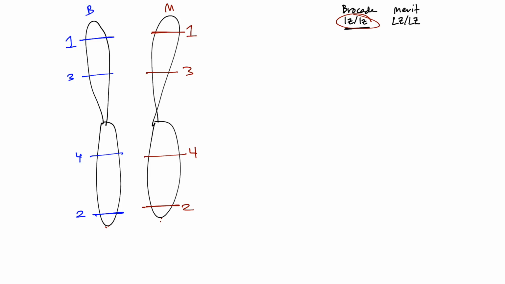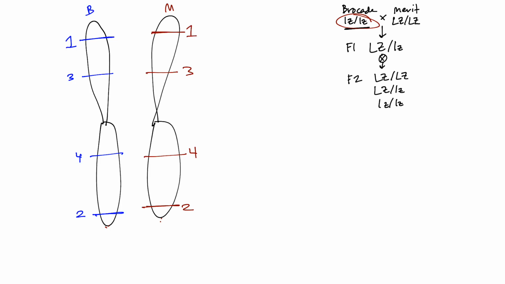So in the story we're working on, we want to map the LZ mutation, so we've crossed Brocade and Merit together to create an F1 generation of plants. These are going to be heterozygous for the lazy mutation. If we cross the F1s together, if we self them, we're going to create an F2 population that's going to be segregating. Some of the F2 plants will be homozygous for the wild type upright phenotype. Some will be heterozygous, and some will be homozygous for the lazy mutation.